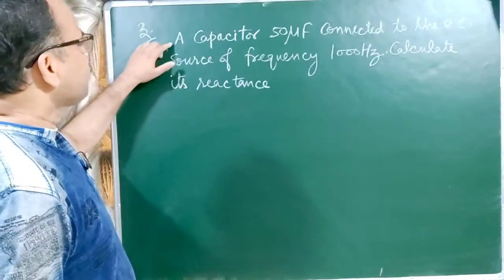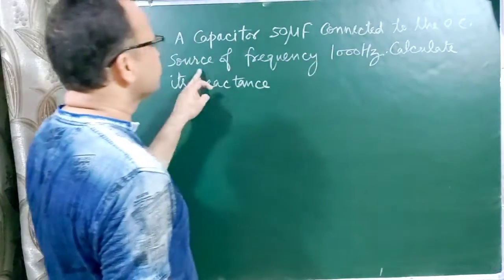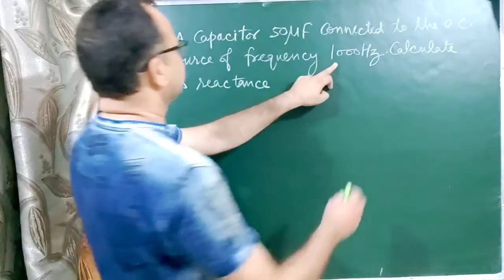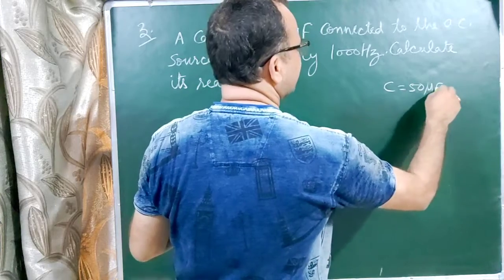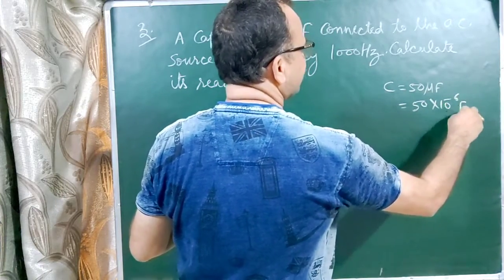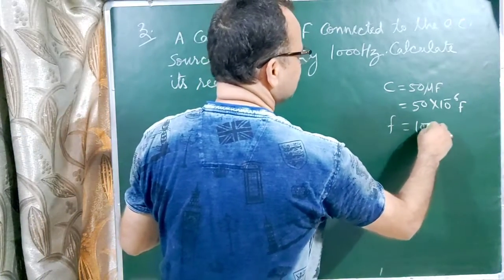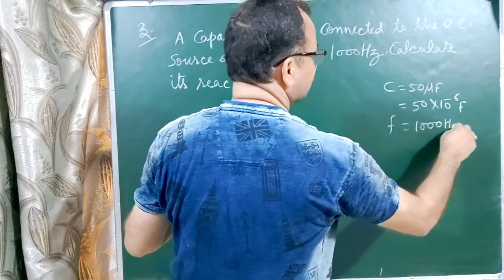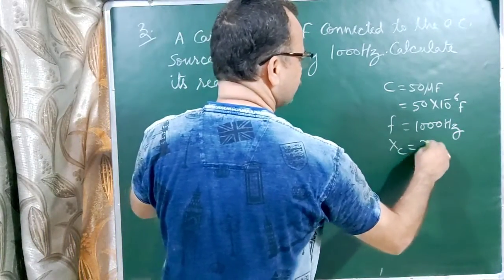Now one more important problem. A capacitor of 50 microfarad is connected to AC source of frequency 1000 Hz, means C is equal to 50 microfarad, 50 micro means 50 into 10 raised to power minus 6 farad, and frequency of source is 1000 Hz, and we have to calculate reactance, means XC equal to question mark.